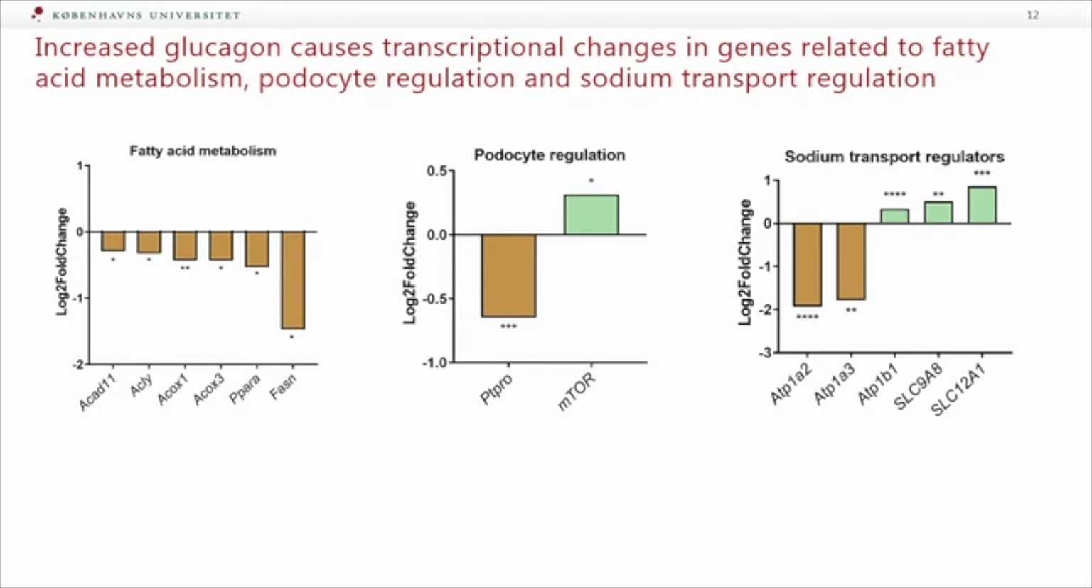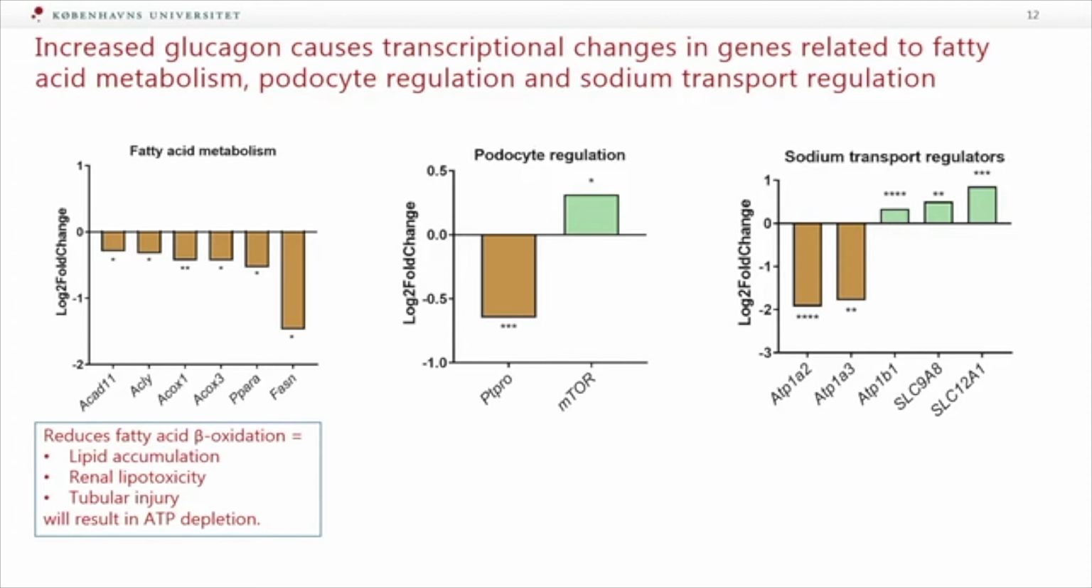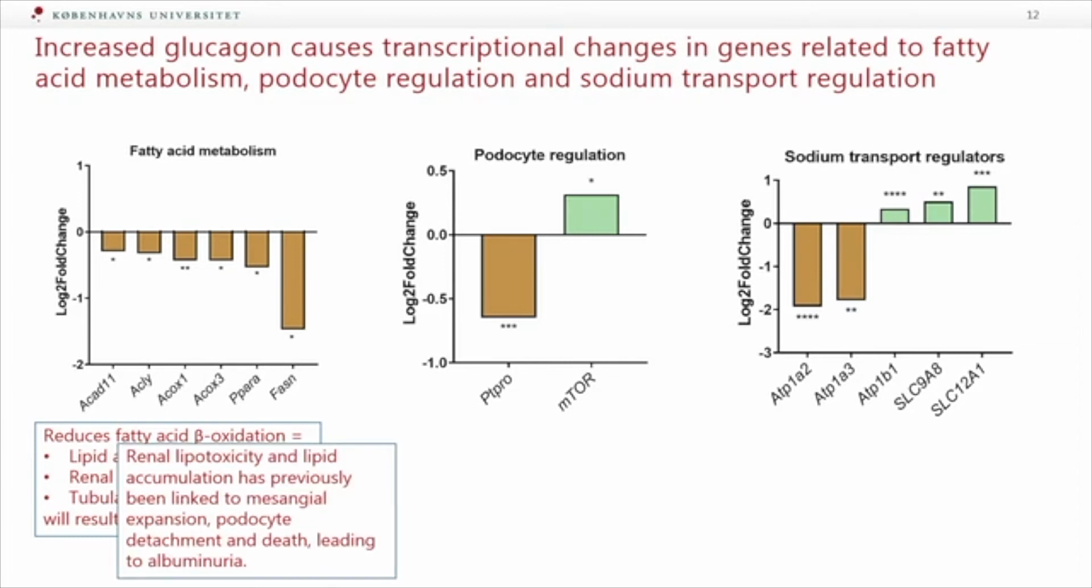The downregulation of fatty acid metabolism genes reduces mitochondrial fatty acid beta oxidation and causes lipid accumulation and renal lipotoxicity, and also tubular injury, and will result in ATP depletion. And previously, renal lipotoxicity and accumulation has been linked to cause mesangial expansion, but also podocyte detachment and death, leading to albuminuria.